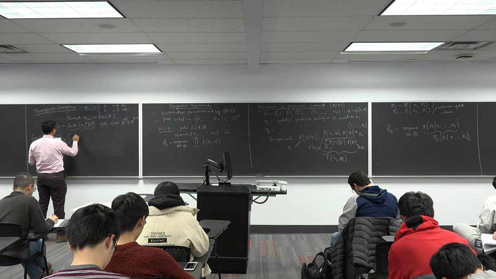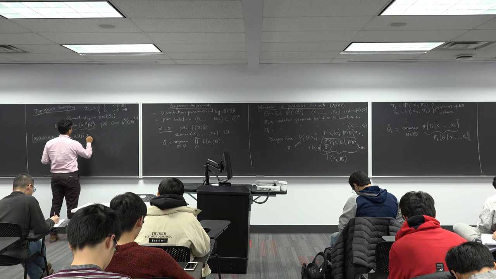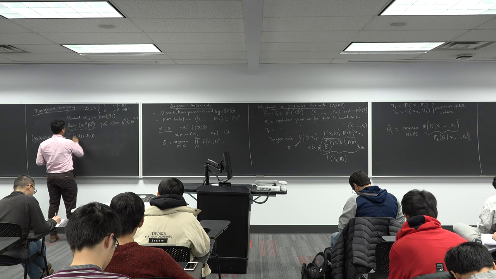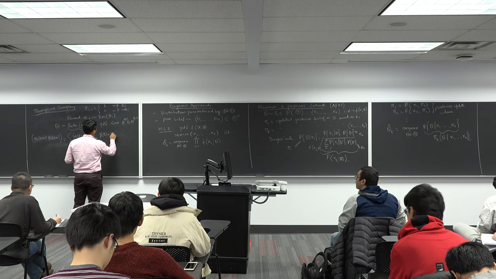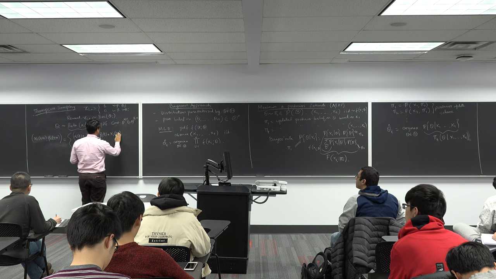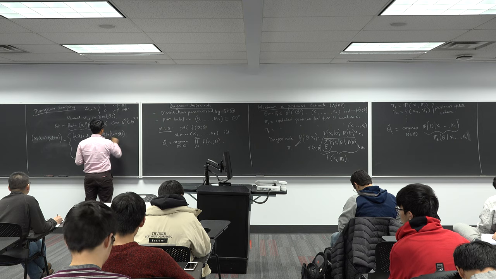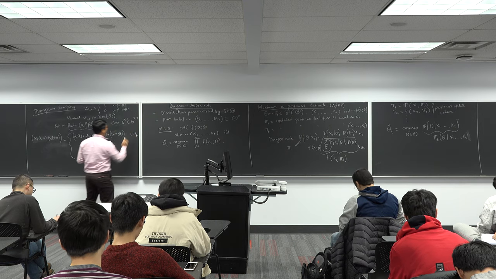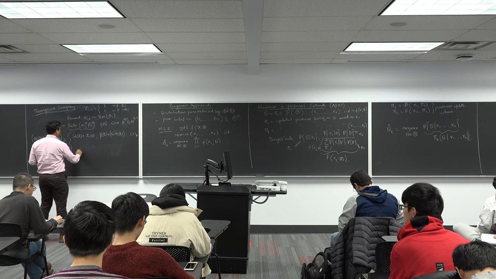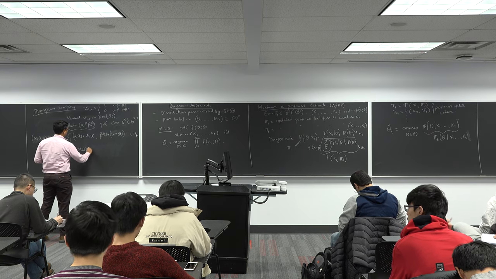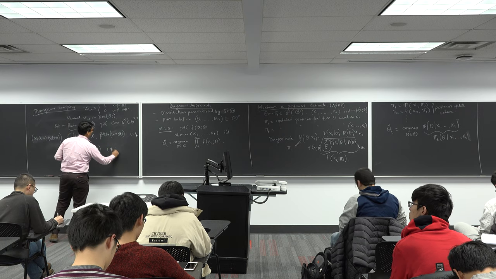Equals alpha I t plus x I t, beta I t plus 1 minus x I t. This is for I equals I t, so the arm that was pulled at time t, and it would remain the same for I not equal to I t.